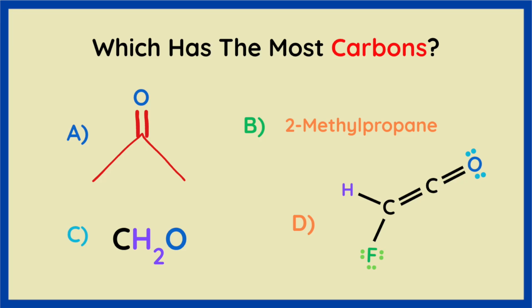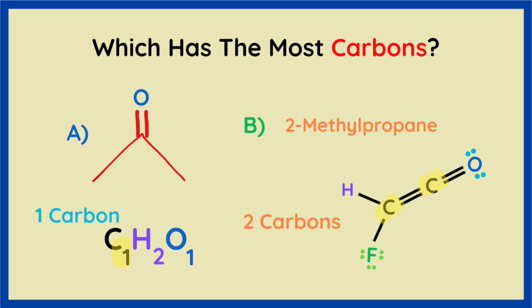Which of these molecules has the most carbon atoms? A, B, C, or D? Right off the bat, it's clear that the bottom right molecule has 2 carbons and the bottom left has 1, because when there's no number subscript for an element in a chemical formula, it's secretly 1.